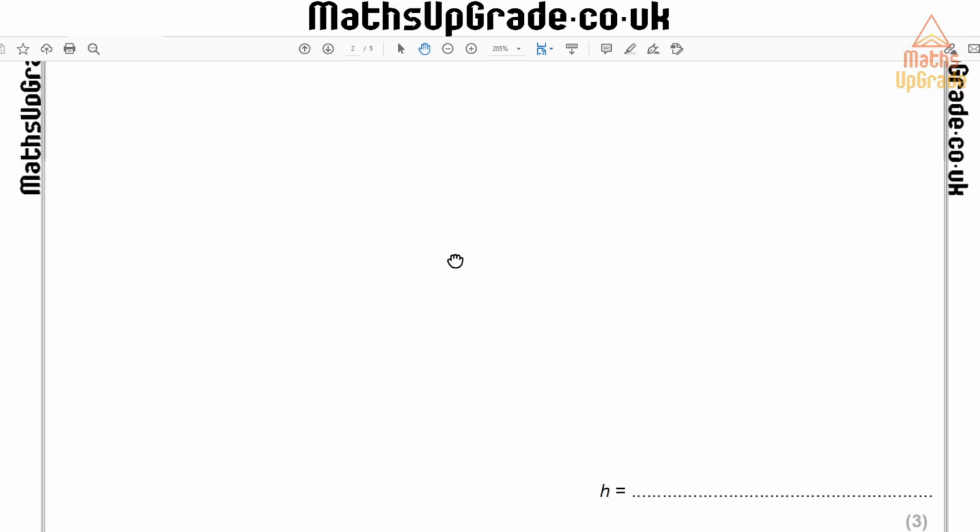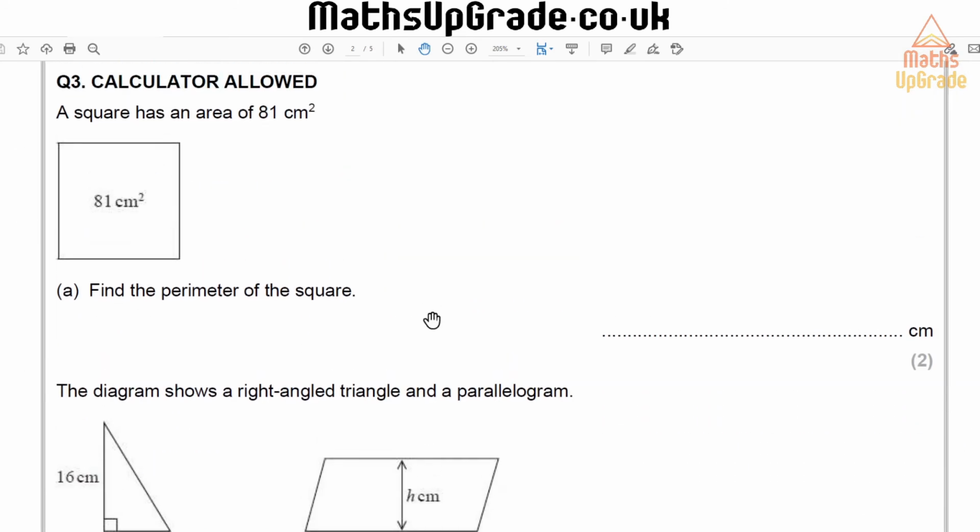The whole question here is worth 5 marks. So let's work through question A first of all. Since it's got an area of 81, but it's a square, I know that the area of a square is just one of the sides squared, because the sides are all equal.